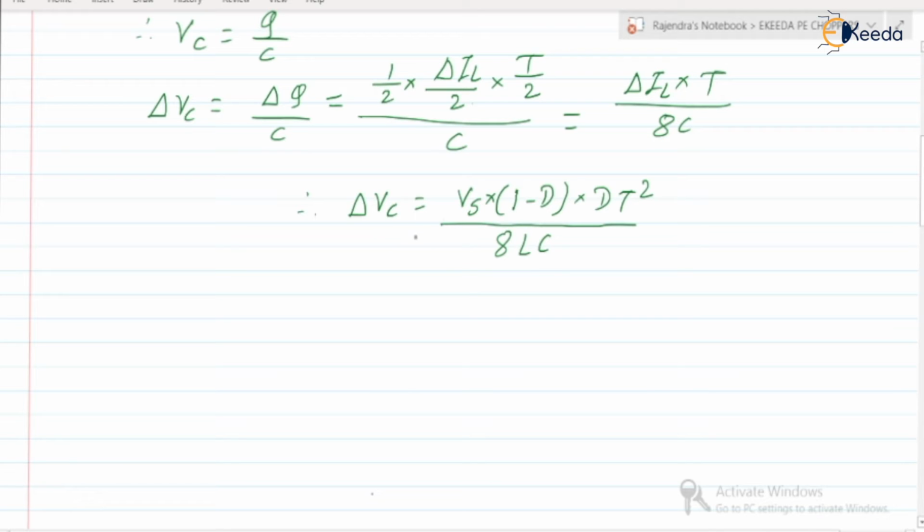This is nothing but the delta Vc, because we have derived the expression for the delta IL already. And if we put that delta IL here, we will get this expression, that is the delta Vc. So this is about parameter number 11.